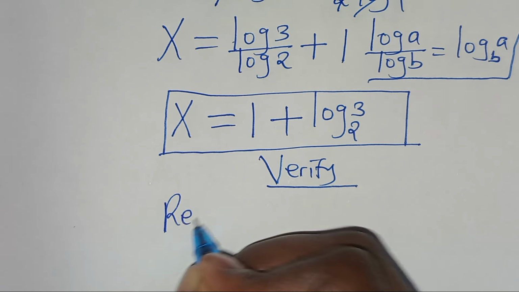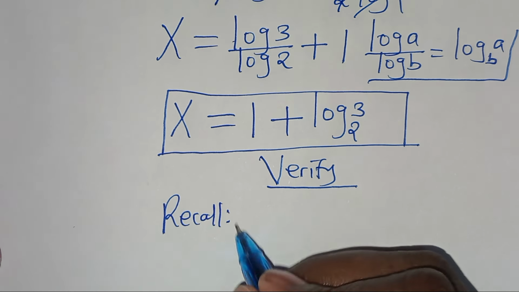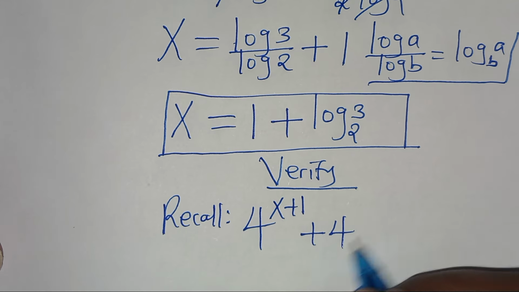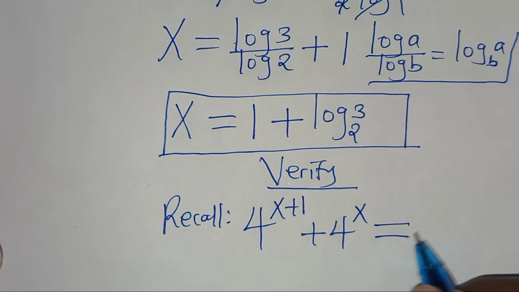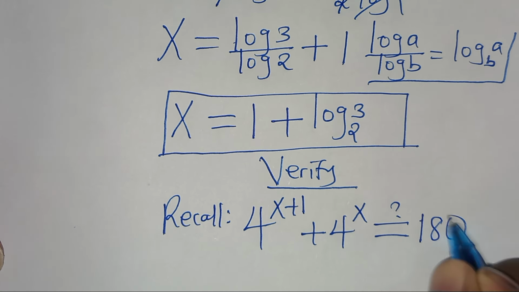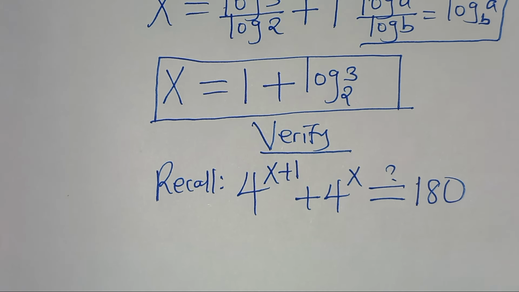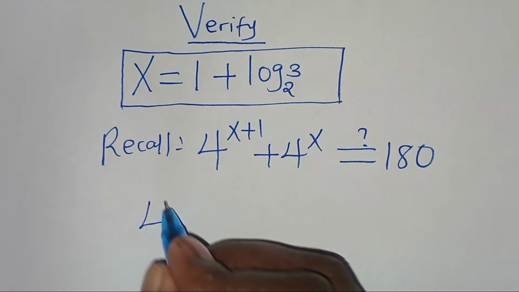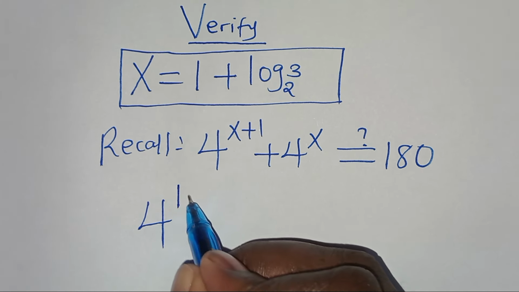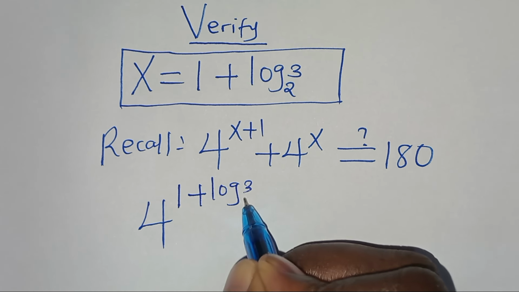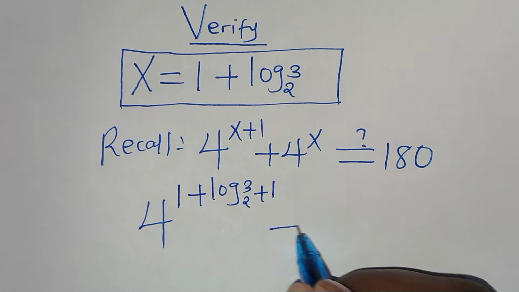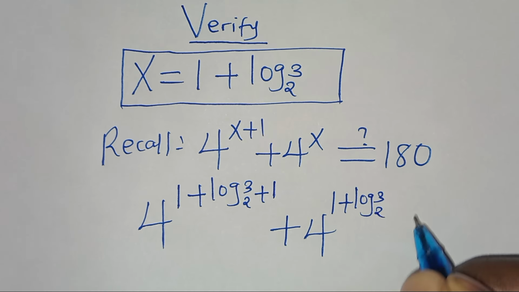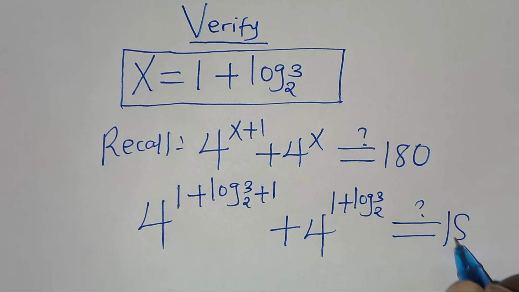Now, if you recall, we had 4 to the power of x plus 1, then plus 4 to the power of x. This is supposed to give us a value of 180. Now let's substitute the value of x here, so that we have 4 to the power of 1 plus log 3 to base 2 plus 1, plus 4 to the power of 1 plus log 3 to base 2. This should give us a value of 180.